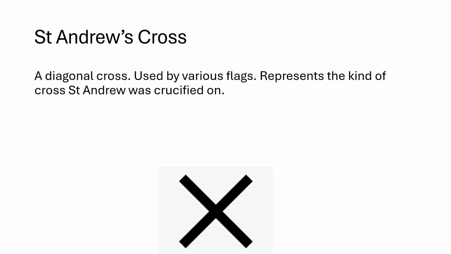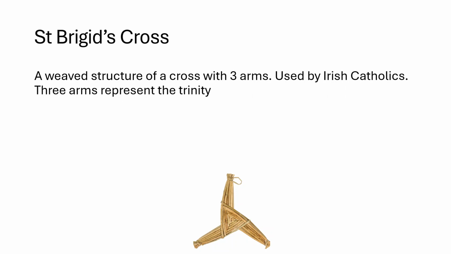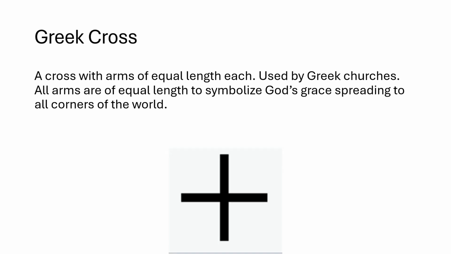St. Andrew's cross. A diagonal cross. Used by various flags. Represents the kind of cross St. Andrew was crucified on. St. Brigid's cross. A weaved structure of a cross with 3 arms. Used by Irish Catholics. The 3 arms represent the Trinity.